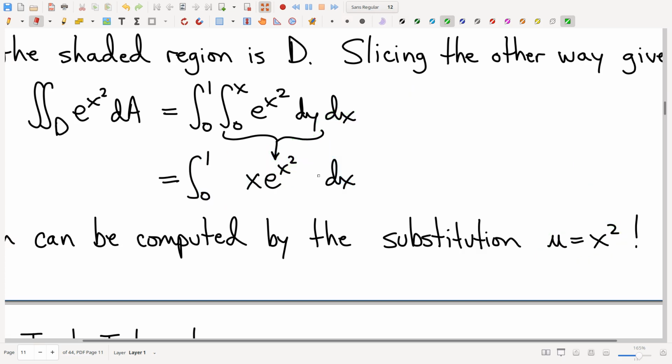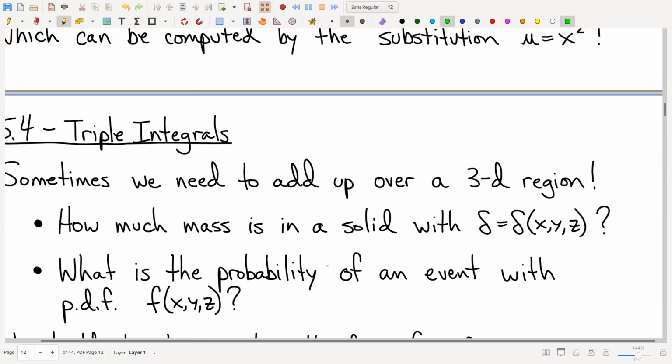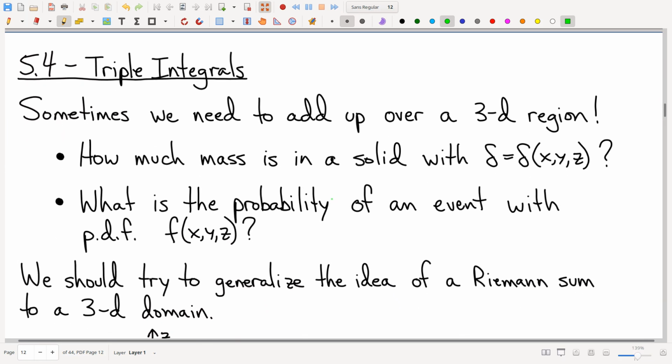That's the substantial part of section 5.3. And so I'm going to declare us done with 5.3, and we're going to move on to 5.4 now, triple integrals. So this is a very substantial discussion. There's a lot going on with triple integrals. First, the good news. The good news is that triple integrals are really a lot like double integrals. Pretty much the same ideas, just three-dimensional instead of two.